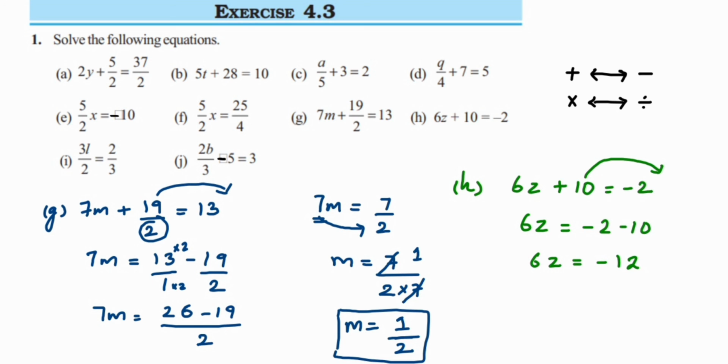Now since 6 is in multiplication, when you take it to the other side it becomes division. So here we get z is equal to minus 12 upon 6. 6 ones are 6, and then 6 twos are 12. So from here we'll get the answer, therefore z is equal to minus 2.